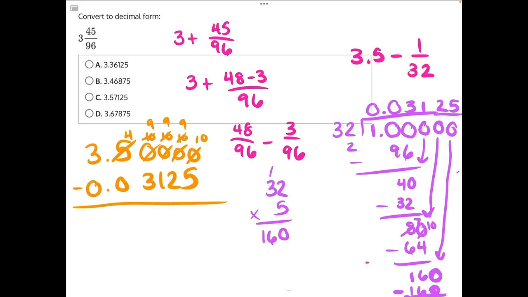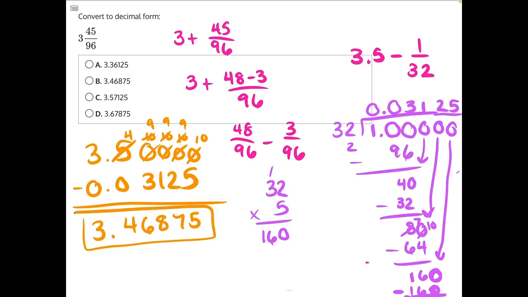So now we have 10 minus 5 is 5. 5 minus 2 is 3. 9 minus 2 is 7. 9 minus 1 is 8. 9 minus 3 is 6. 4 minus 0 is 4. 3 minus 0 is 3, giving us the final answer of 3.46875, making answer choice B our correct answer.